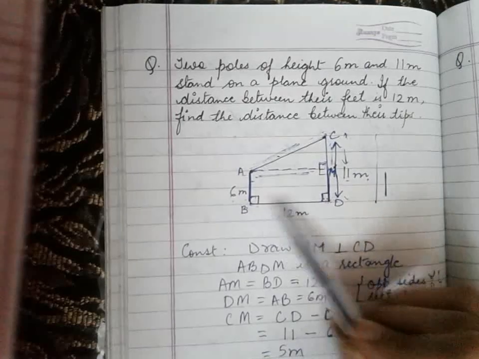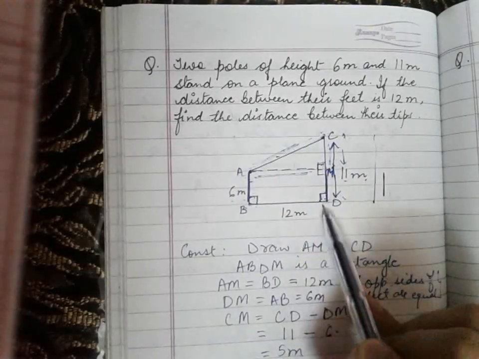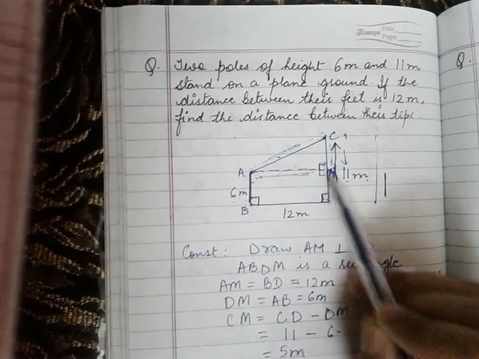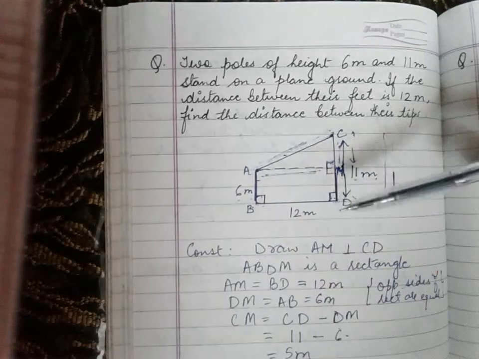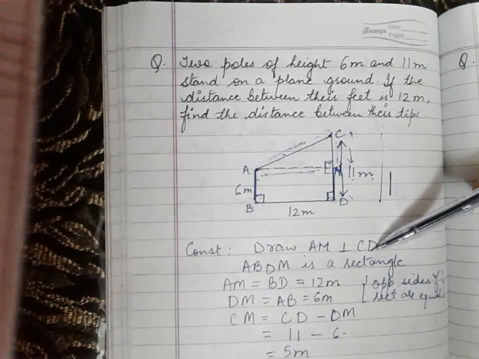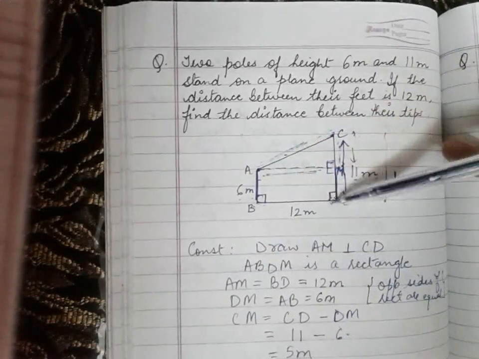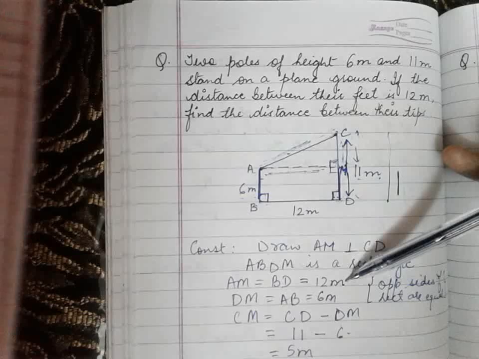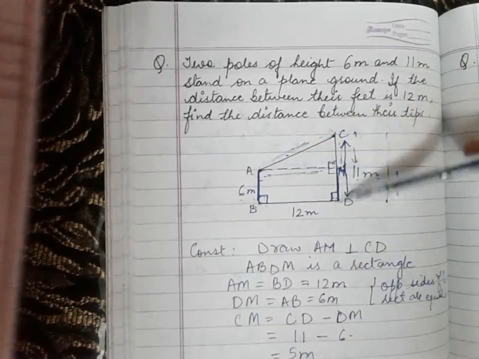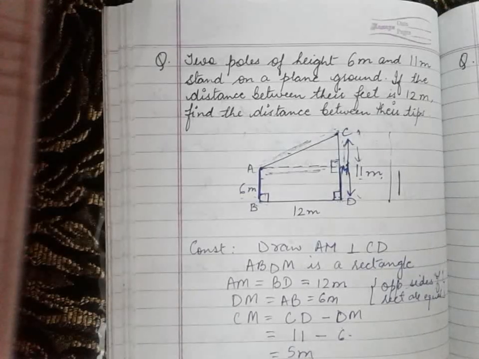This is perpendicular. Now these three angles are 90 degrees. When these three angles are 90 degrees, this ABDM will be a rectangle because all angles will be 90 degrees. So with this construction, we can write ABDM is a rectangle. Now when ABDM is a rectangle, opposite sides of a rectangle are always equal. So I can write AM is equal to BD. These two sides are equal, 12 meter. And also this AB and DM will be equal, 6 meter. Reason: opposite sides of a rectangle are equal.